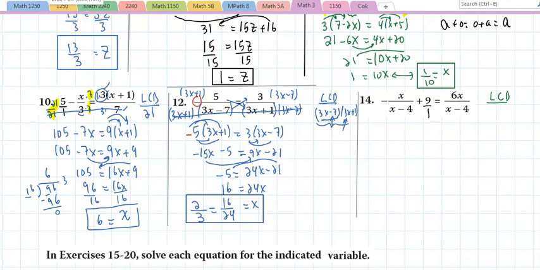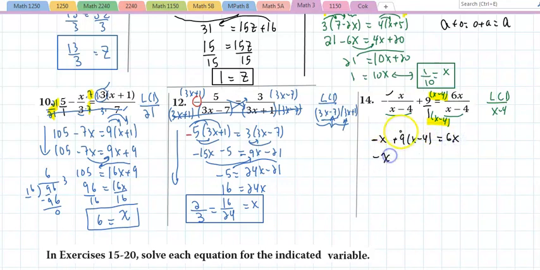I'd like you to solve the problems the same way I'm solving them, moving downwards. If I look at number 14 now, the LCD is x minus 4. This is already there. This is already there. This is the only piece I need to multiply by x minus 4. Whatever I multiply the bottom with, I multiply the top with, a ratio of 1. Since they all have the same LCD, I just read the top. This reads negative x plus 9 times (x minus 4) equals 6x.